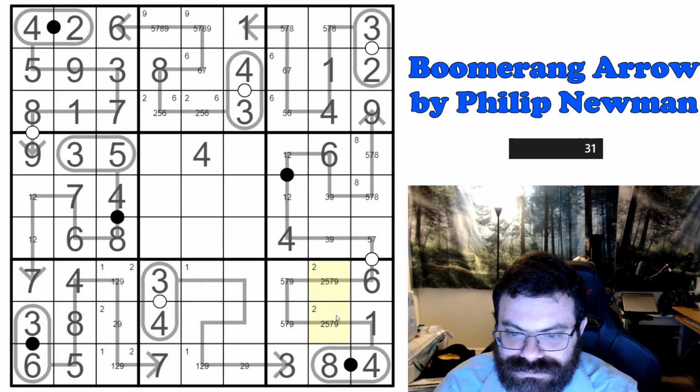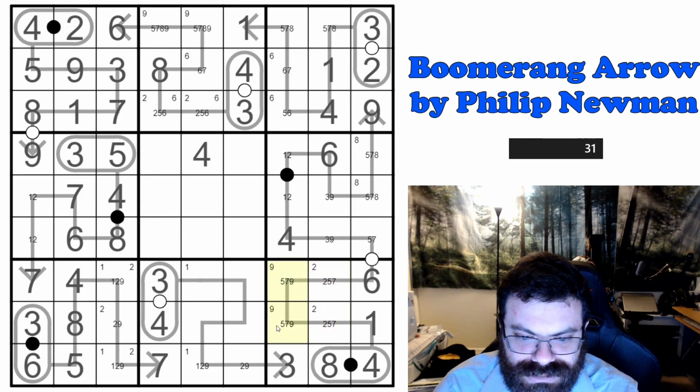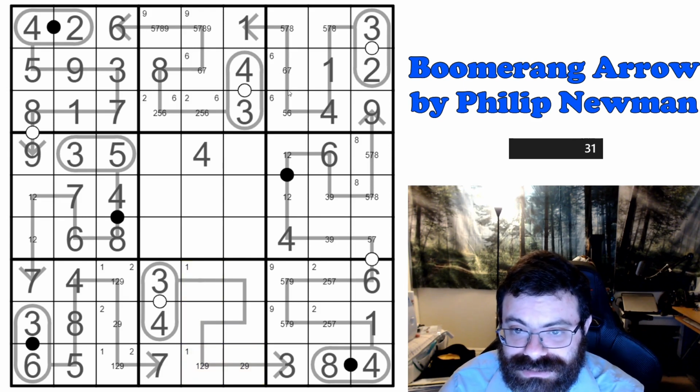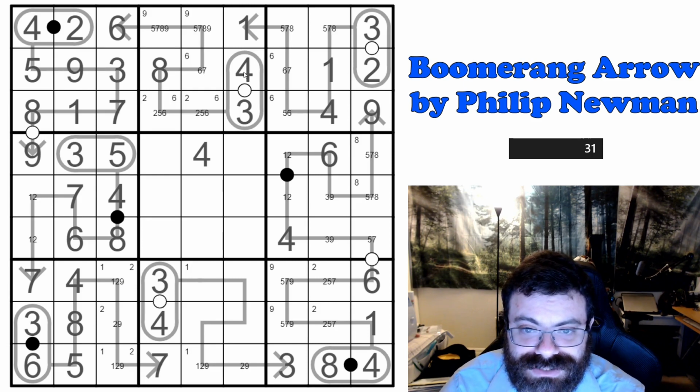These aren't 9. So 9's one of these two. I don't think that's enough to do anything with 9's in this box. The final Sudoku here has not been easy for some reason. Probably related to King's move.